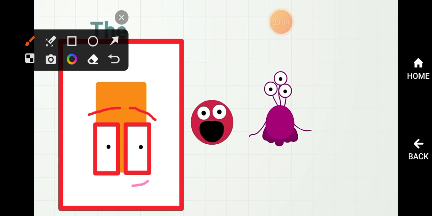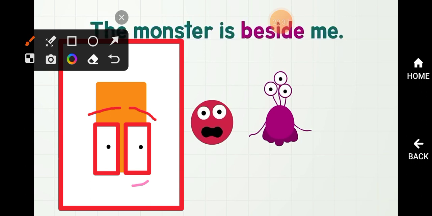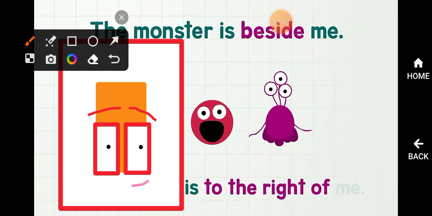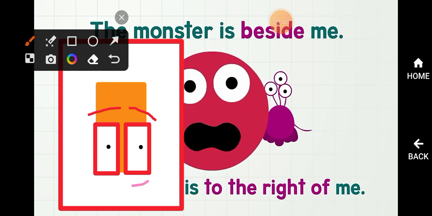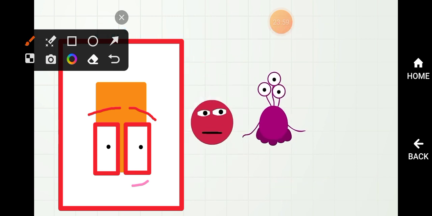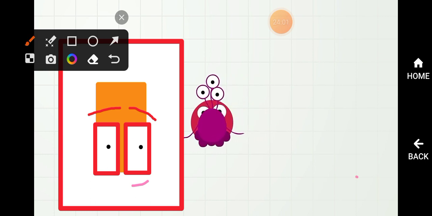That's right. The monster is beside me. You can also say the monster is to the right of me. To the right of you. Hey, I know. Is there anything beside you on the right side? Why don't you look to the right, pick one thing, and tell me what it is? Oh, now where is the monster?